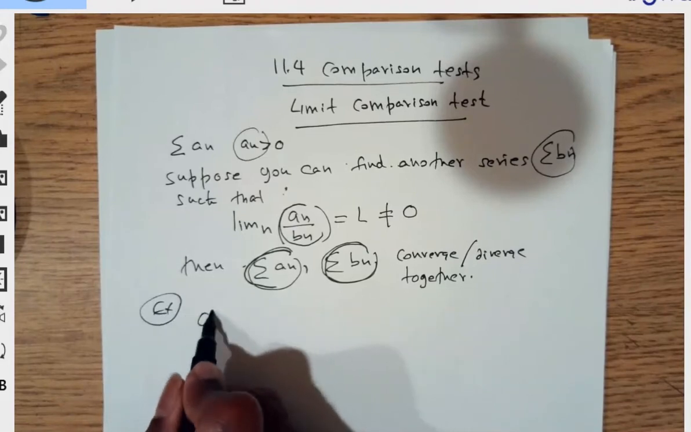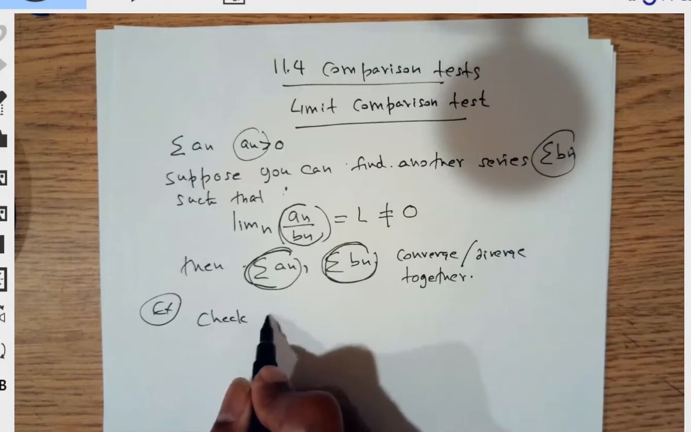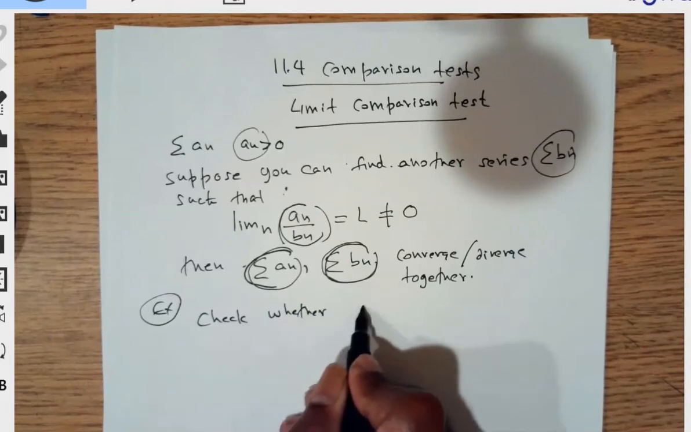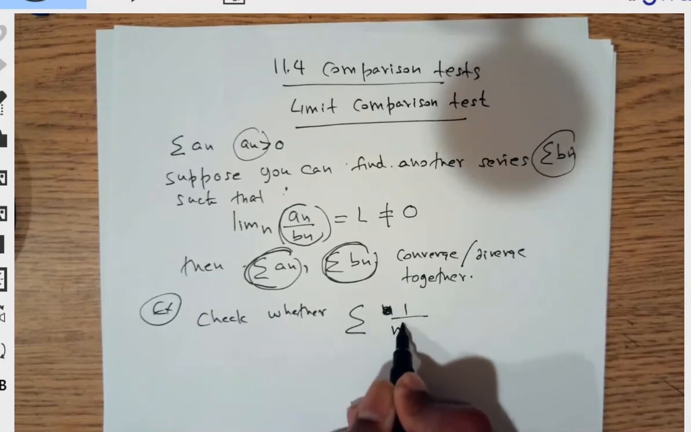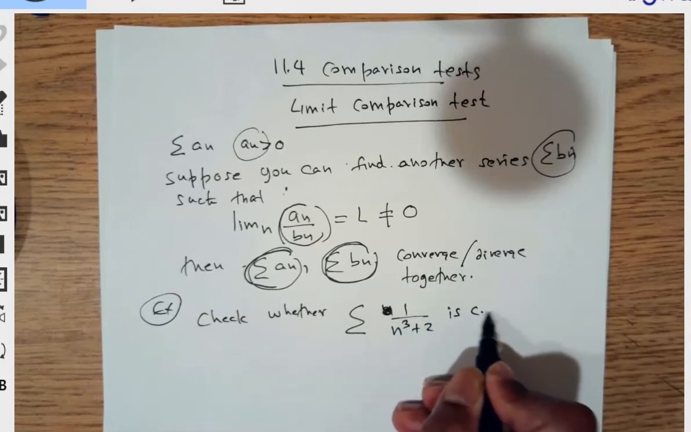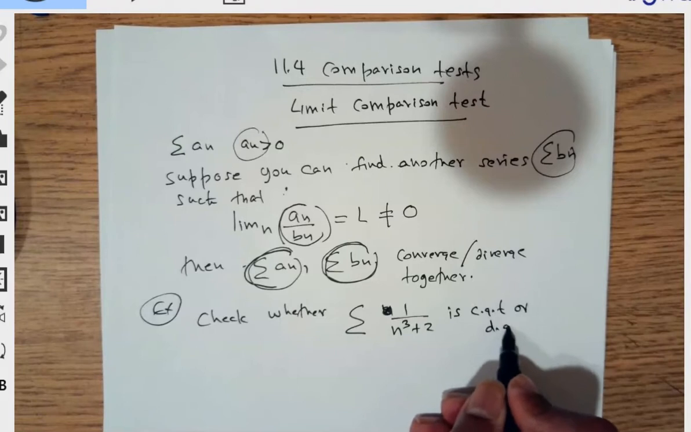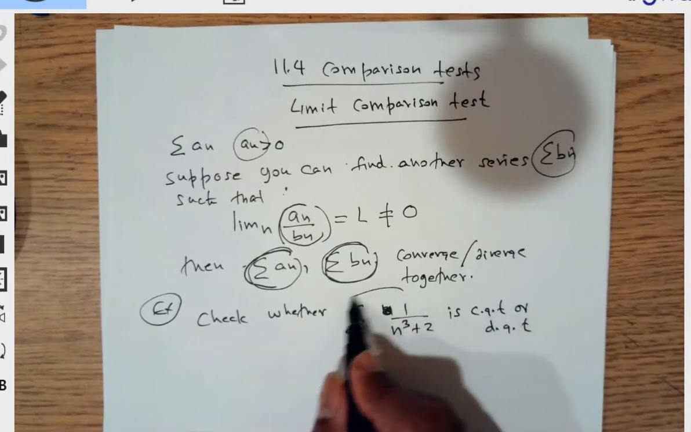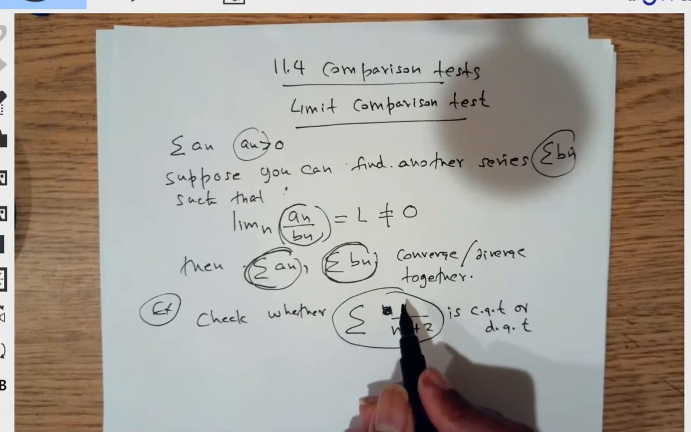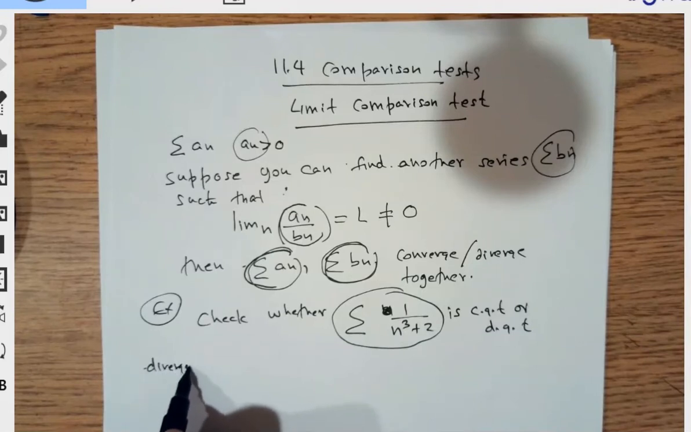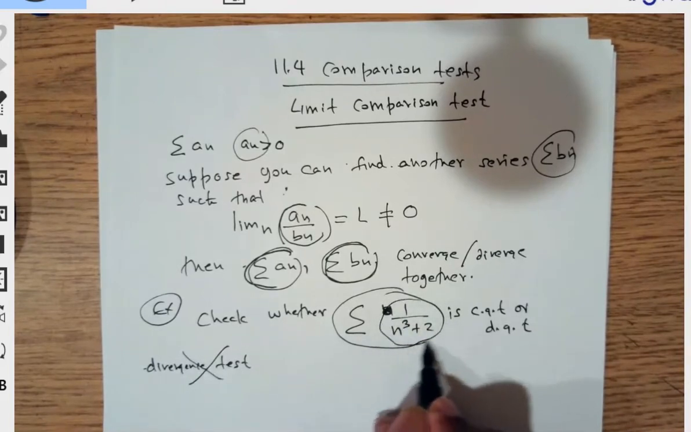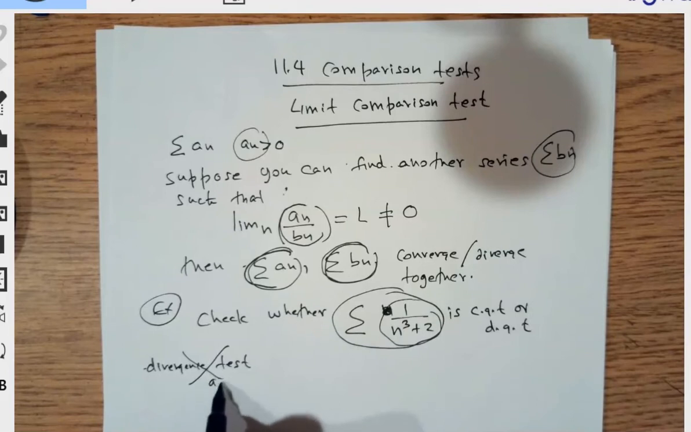All right, so let's do an example right away. Check whether the sum of 1 over n cubed plus 2 is convergent or divergent. Notice that this is not covered within the earlier tests. First of all, let's check all the tests. Let's take the divergence test. Will it work? It will not work. Why? Because the limit of the sequence is 0, as the limit of an is 0.